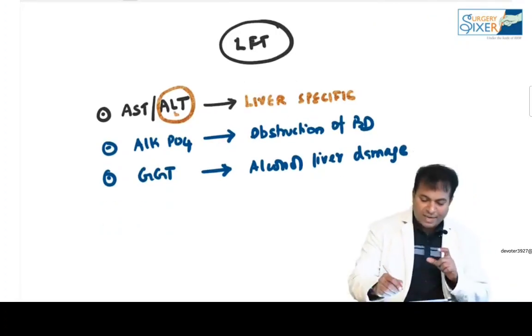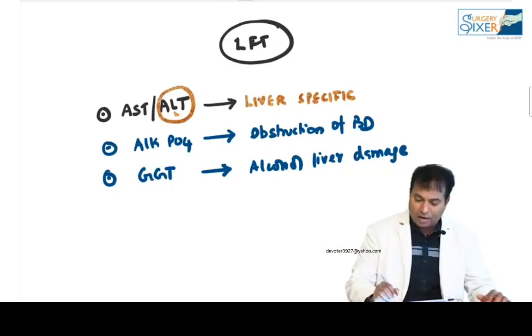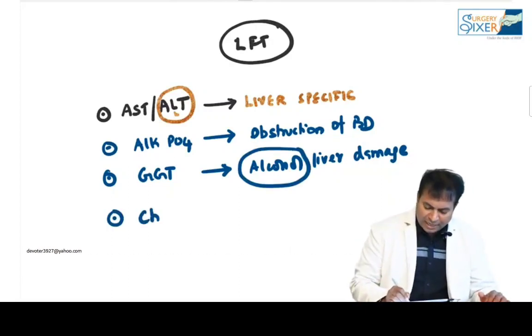So I'm telling you the important and significant MCQs from each. Gamma glutamyl transferase is an indicator of alcohol-induced liver damage. And for chronic liver disease, for a patient who is having chronic liver disease, what are all the parameters which are altered? Can you tell me?